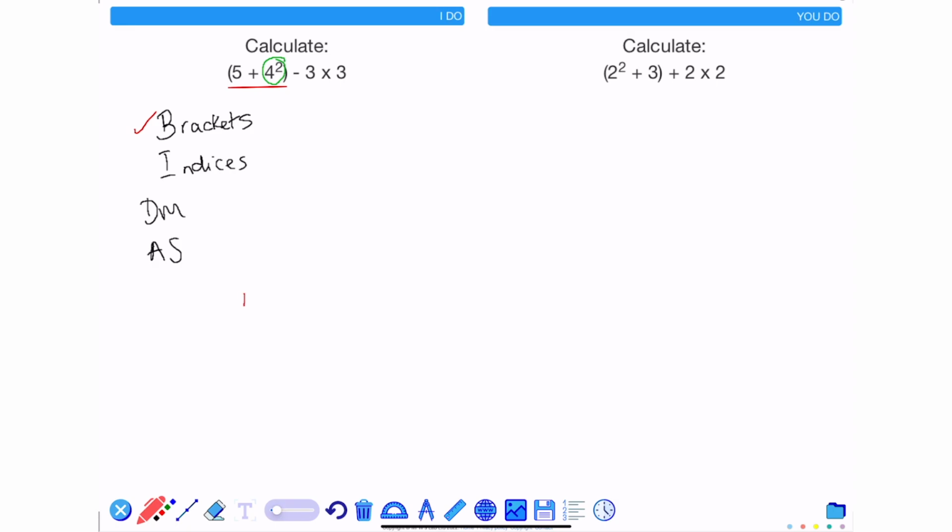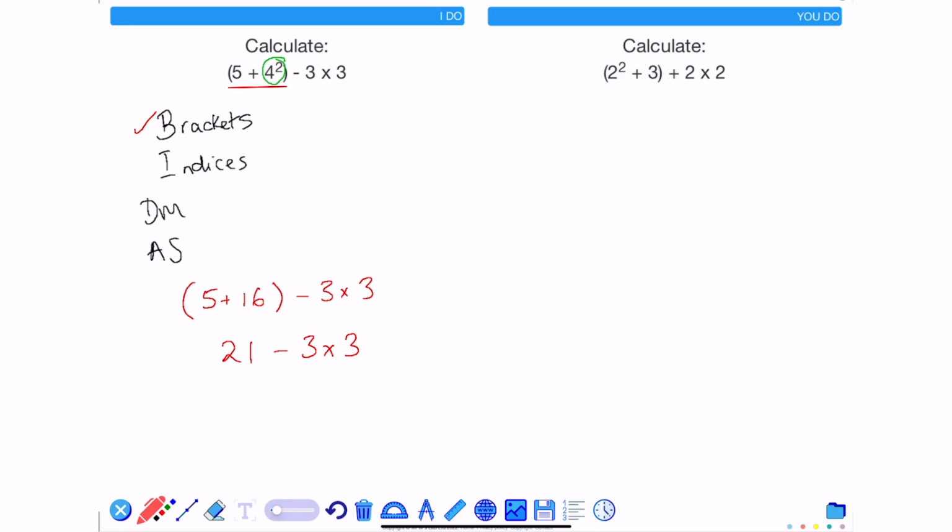So 4 squared is 16. Adding on the 5, and then taking away 3 times 3. 5 add 16 is still inside the brackets, so 5 add 16 is 21, and take away 3 times 3.